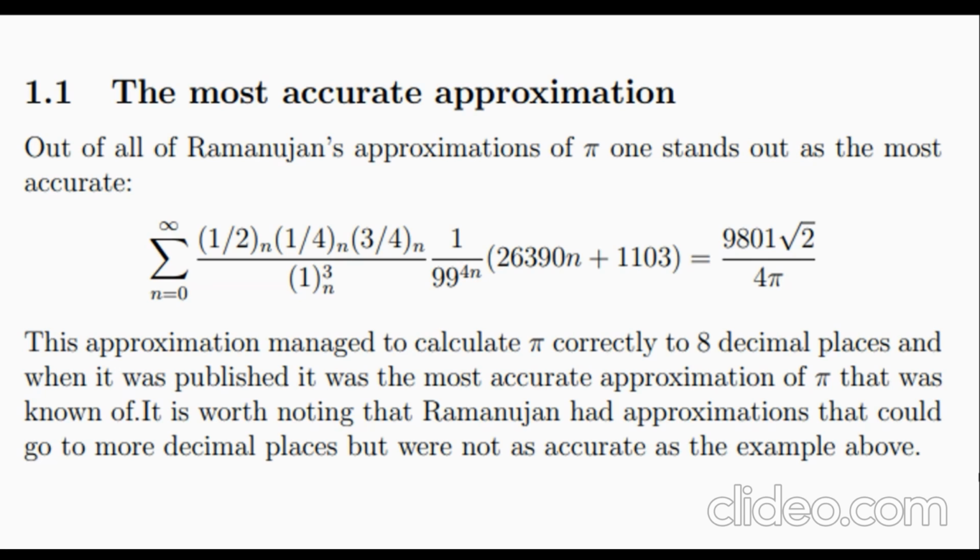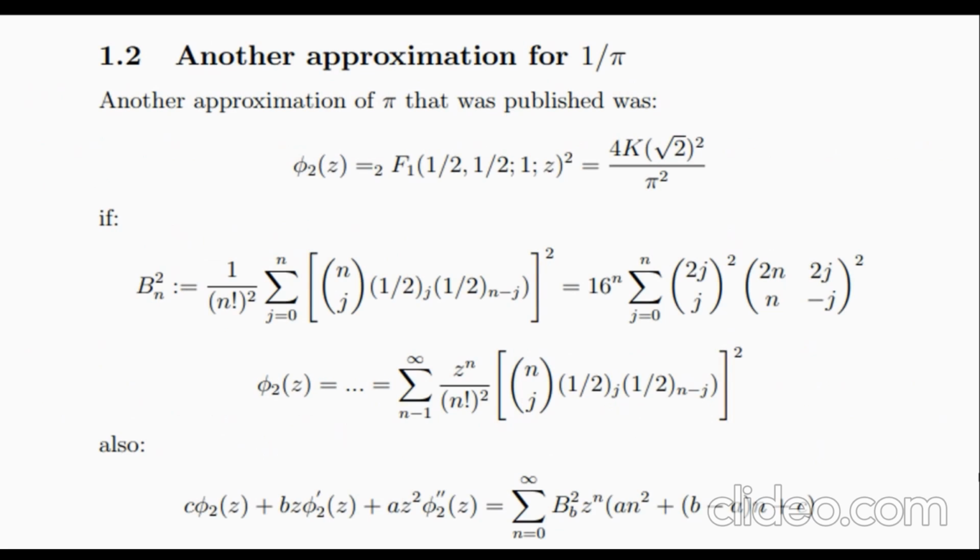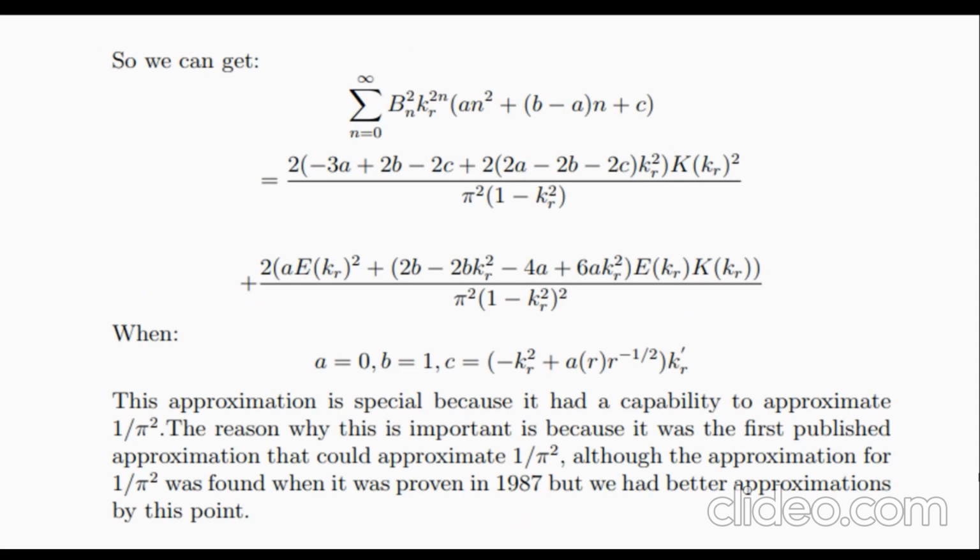This second approximation stands out to me because, in a way, it was quite far ahead of its time. It may initially look very complex in comparison to the previous approximation, but I'm also showing you the proof that was from 1987 as well. This approximation is special because it could calculate pi as well as 1 over pi squared.